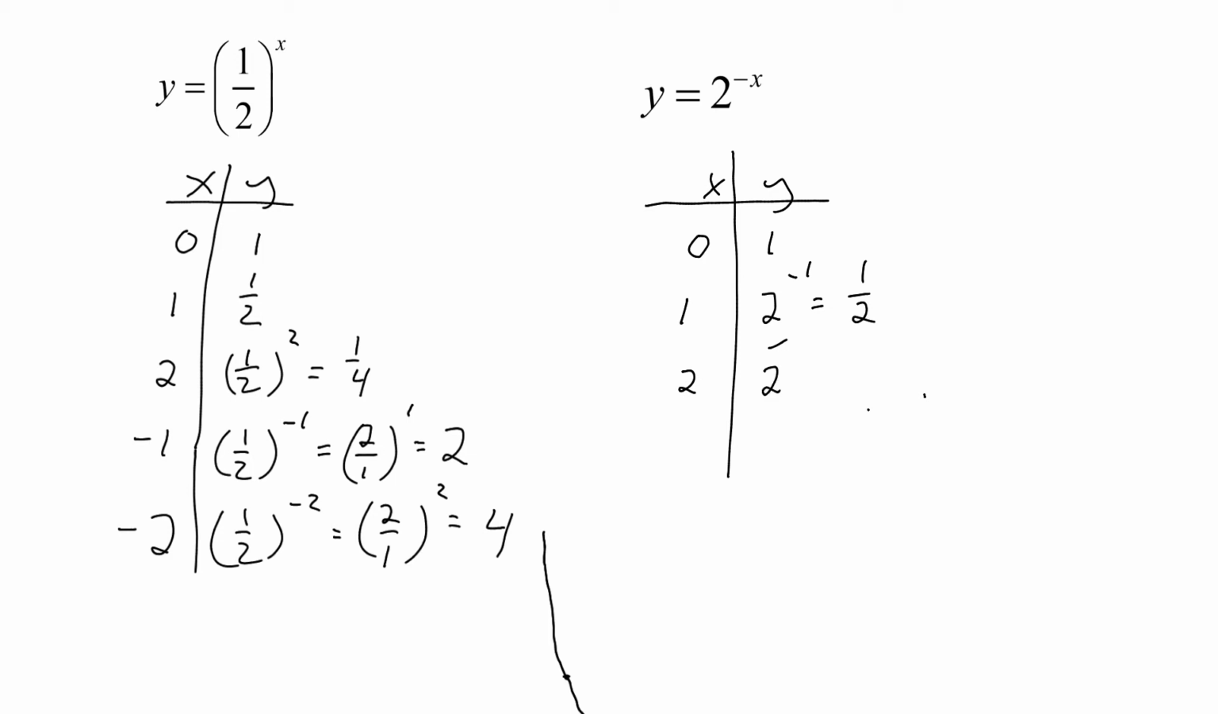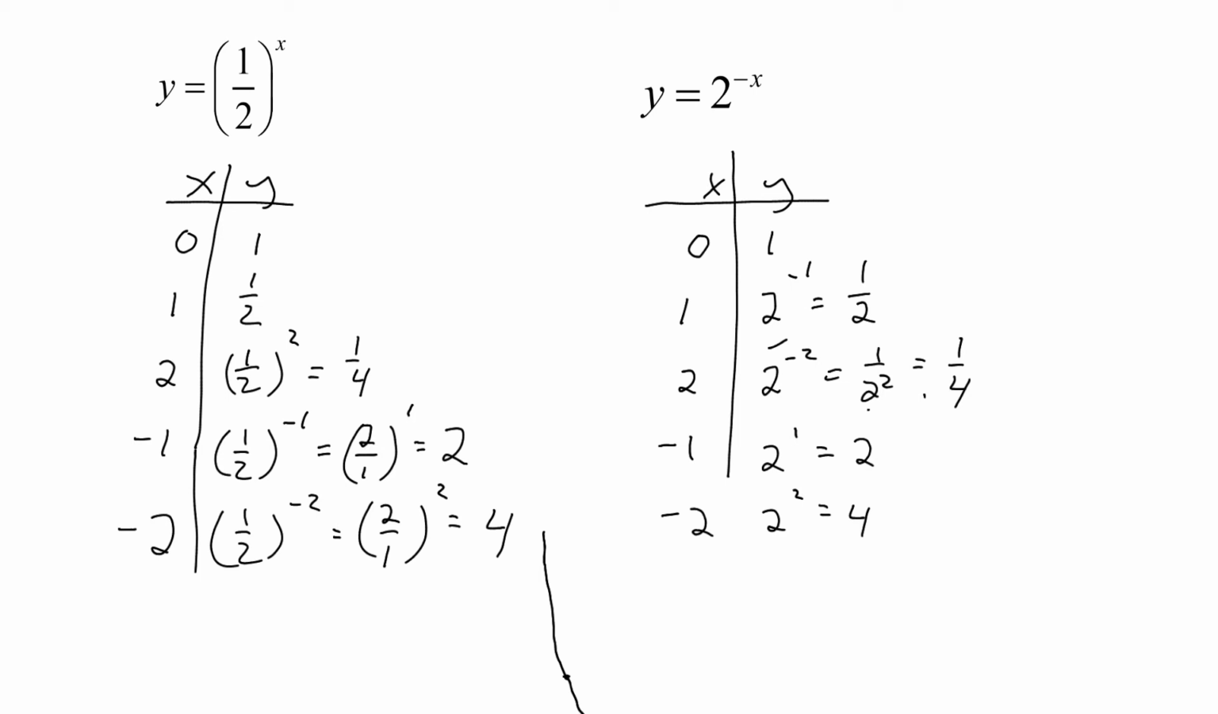If x is 2, it turns into 2 to the -2, which is the same as 1/2 squared, or 1/4. And then negative numbers. If x is -1, I have 2 to the negative of -1, which is 2 to the +1, or 2. And -2, I have 2 to the negative of -2, which is 2 squared, or 4. So let's look at these two tables, the one with 1/2 to the x and 2 to the -x. You'll see that the y values are exactly the same thing, 1, 1/2, 1/4, 2, and 4.